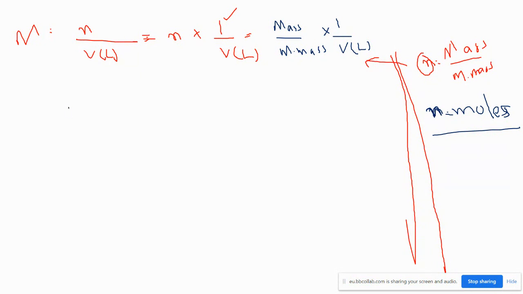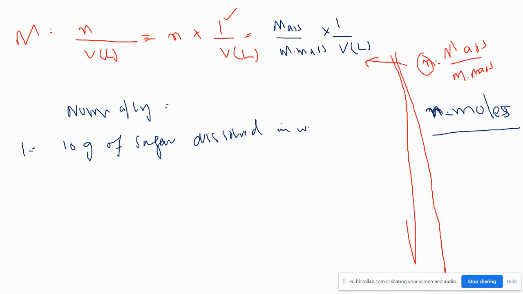But normally, what we do, we have a question here. Number 1. 10 gram of sugar dissolved in water to make 250 ml of solution.